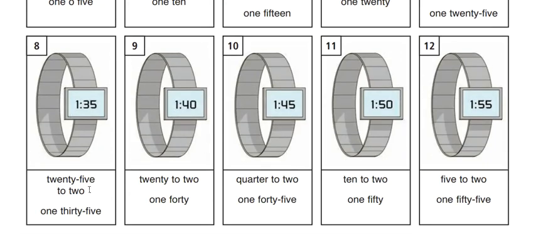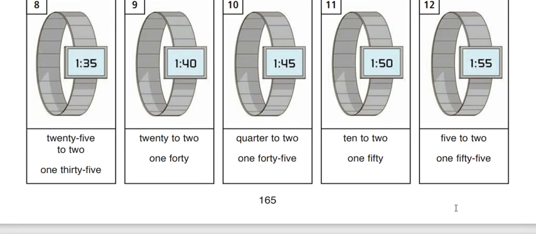Picture 8 shows 25 to 2, 1:35. Okay, there are two ways you can say the time. You can tell the time. Picture 9 shows 20 to 2, for 1:40. Picture 10 shows quarter to 2, 1:45. Picture 11 shows 10 to 2, 1:50. Picture 12 shows 5 to 2, 1:55.